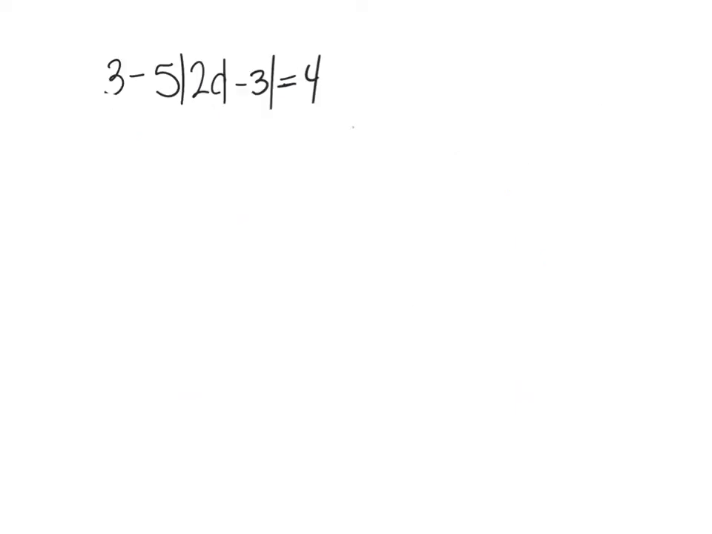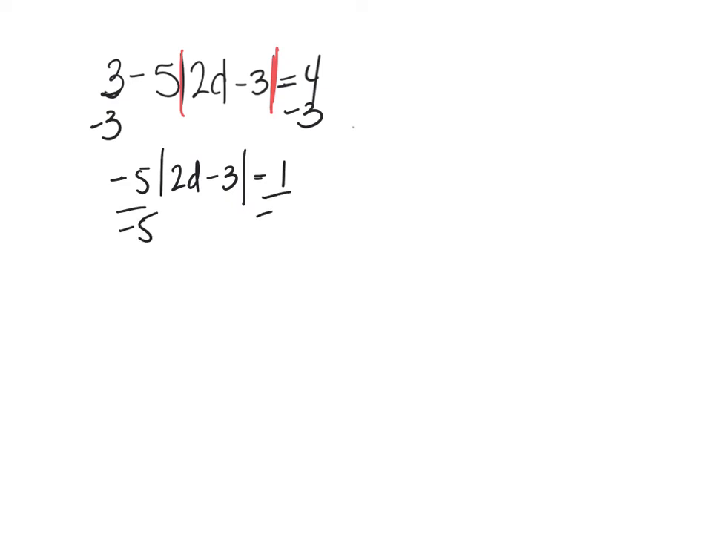Now this is the other problem that we saw in the homework. Lots of people making mistakes here, and lots of people combining that 3 and the 5, and that can't be done because that 5 is getting multiplied, and we can't distribute over absolute values, so we need to undo the operations around these absolute value bars. So we're going to subtract 3 from both sides. Negative 5 times the absolute value of 2d minus 3 equals 1. Divide by negative 5. Okay, because this is multiplication, so we're going to divide. So I have the absolute value of 2d minus 3 equals negative 1/5.